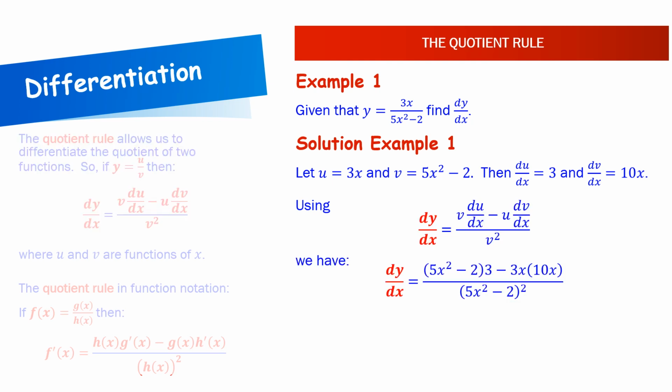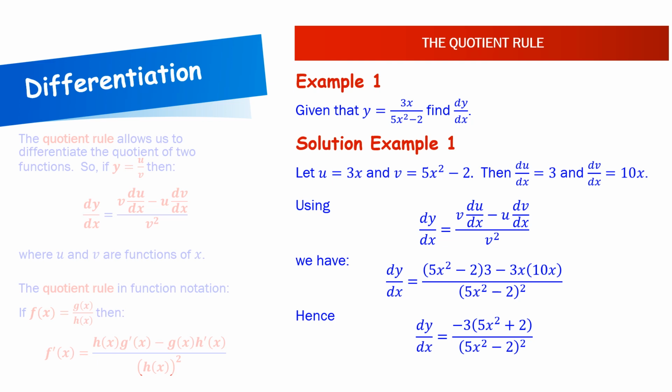So we have dy dx equals v, which is 5x squared minus 2, times du dx, which is 3, minus u, which is 3x, times dv dx, which is 10x, all over v squared, which is 5x squared minus 2 all squared.